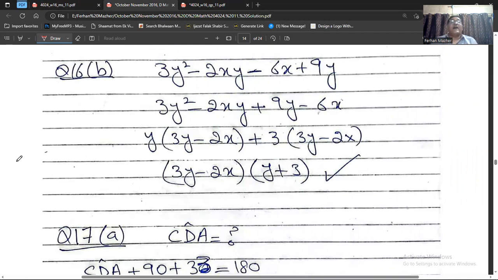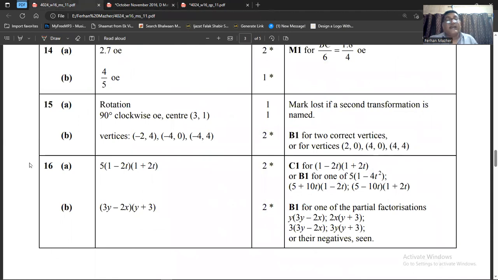From the first 2 terms, I will take y common. I will have y bracket 3y minus 2x bracket close plus. Here you will have plus 3 common. So bracket 3y minus 2x bracket close. Now this bracket and this bracket is common. So I will take this common. From here in the other bracket, I will have y. From here in the other bracket, I will have 3. 3y minus 2x multiplied with the y plus 3. These are the 2 brackets. And our answer is right.